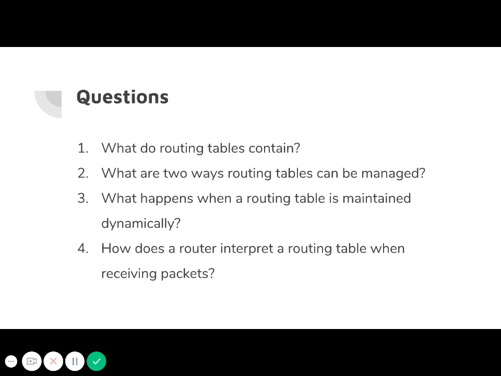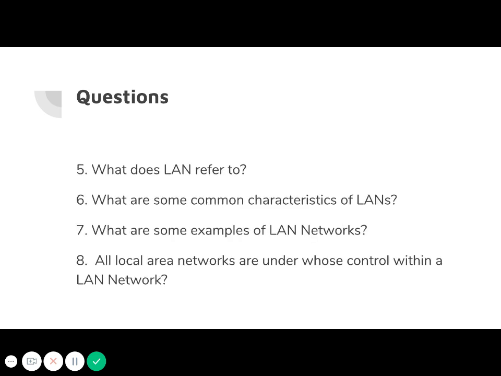Question 1, what do routing tables contain? Question 2, what are 2 ways routing tables can be managed? 3, what happens when a routing table is maintained dynamically? Number 4, how does a router interpret a routing table when receiving packets? Number 5, what does LAN refer to? 6, what are some common characteristics of LANs? 7, what are some examples of LAN networks? 8, all local area networks are under whose control within a LAN network?